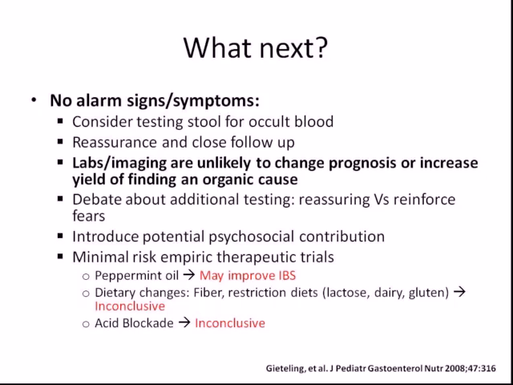In terms of therapeutic trials, there are minimal risk empiric therapeutic trials which are reasonable to try. For instance, peppermint oil, which has reasonable data that it may improve irritable bowel syndrome in children. Dietary changes like increasing fiber and restriction diets like lactose-free, dairy-free, gluten-free, and more recently the low FODMAP diet. The data on these diets in childhood functional GI disorders is inconclusive. Acid blockade medications like H2RAs and proton pump inhibitors, the data is also inconclusive for their effect on functional GI disorders, apart from potential benefit in functional dyspepsia.